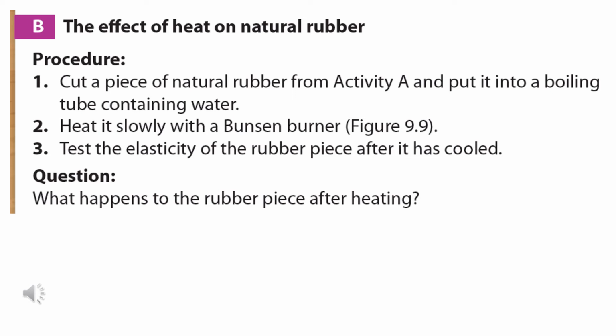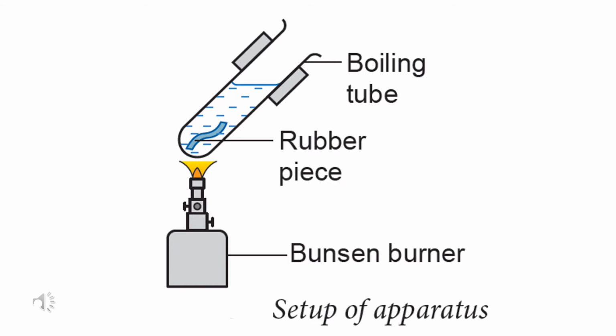In the next activity, we are going to study the effect of heat on natural rubber. What happens to the rubber piece after heating? Cut a piece of natural rubber and put it into a boiling tube containing water. Heat it slowly with a Bunsen burner. Test the elasticity of the rubber piece after it has cooled.